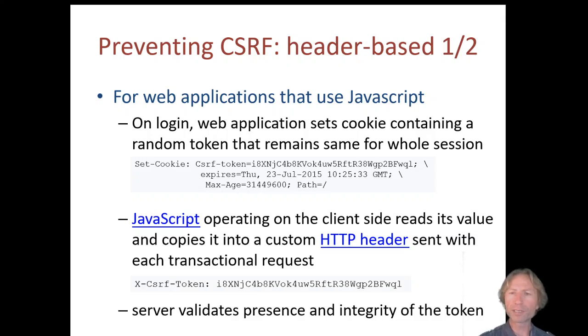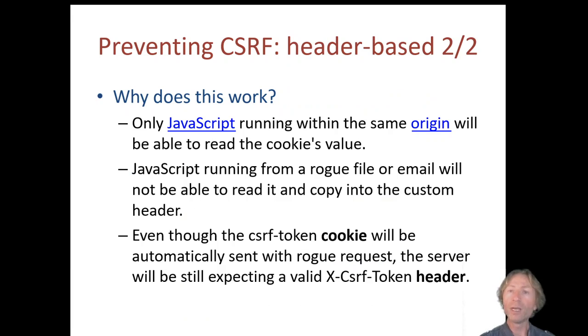Now, perhaps this is a little counterintuitive because the cookie is there and will be sent anyway, but now you're copying it. Why do we do this? Well, the reason for that is that only the JavaScript that is from the legitimate domain, from the same origin, in other words, is able to access this cookie. And the attacker cannot access this. Remember, we're protecting against cross-site request forgery, not cross-site scripting or other things. So the attacker doesn't have access to this cookie.